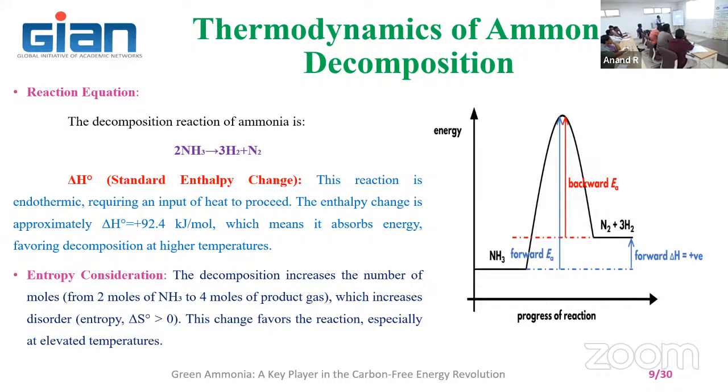So when you go for decomposition, the number of moles increases from 2 to 3 for hydrogen, and the nitrogen moles are reduced from 2 to 1. This increases the disorder, so entropy is going to increase. This change favors the reaction, especially at elevated temperature. Because we are using high temperature, naturally the entropy change is going to be higher. So, irreversible process.